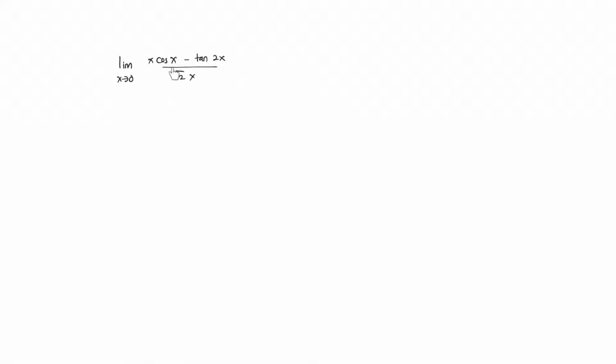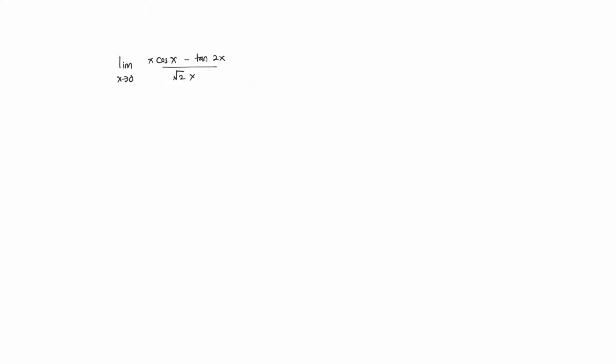Okay, let's try to solve this question real quick. We need to solve for the limit of x cos x minus tangent 2x, divided by sec 2, as x approaches 0. If you try to substitute 0 into this equation, you'll get 0 over 0, which you cannot solve directly. Then we need to evaluate this equation.